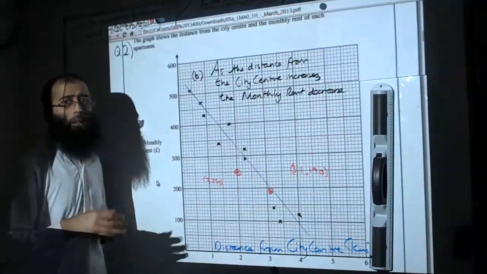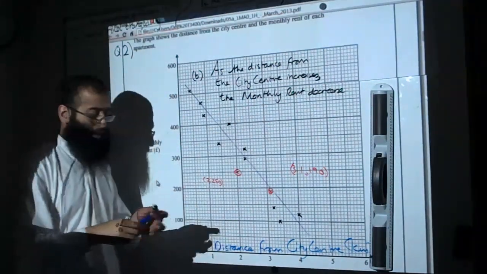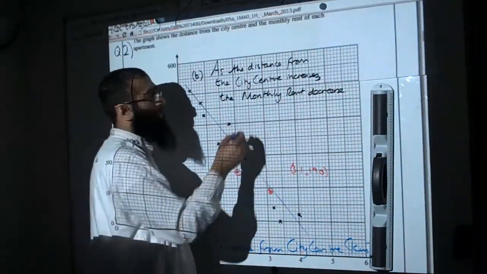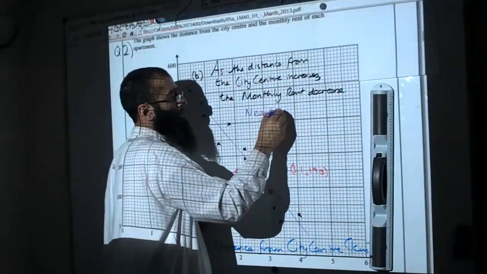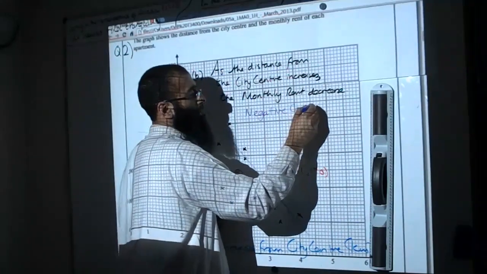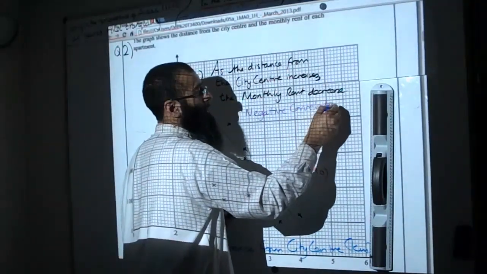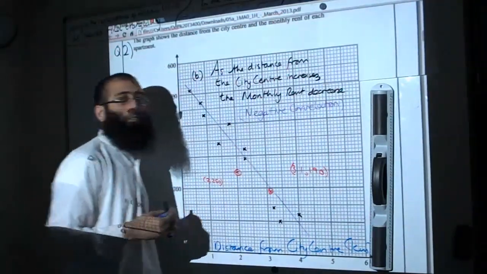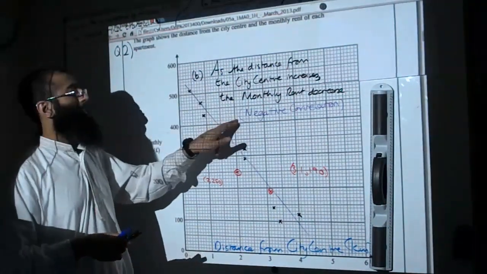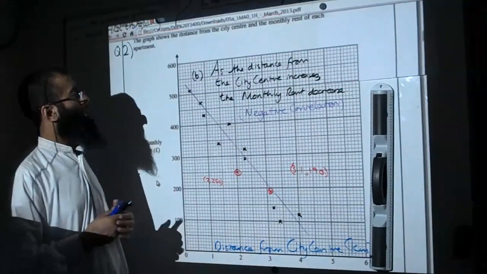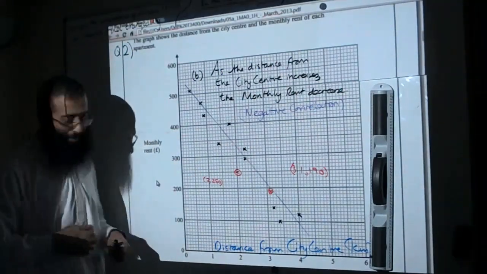Okay, now the mark scheme allows you on this particular question to also write a very short answer, which is negative correlation. So in the examination, that's the answer they're looking for, but this one is also acceptable. Okay, so that's part B done.